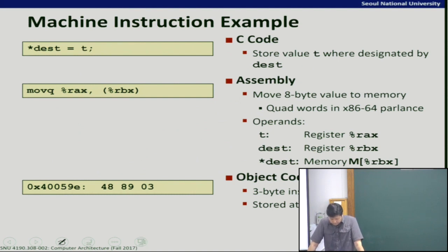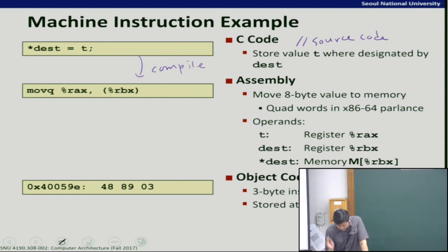So here you actually see the three different codes in one slide. The first one is the original C code. This is source code, right? If you compile it, this line gets compiled into a move instruction. The move instruction is basically the human readable form of machine code. And if you assemble it, you eventually get this machine code, or object code, same thing.